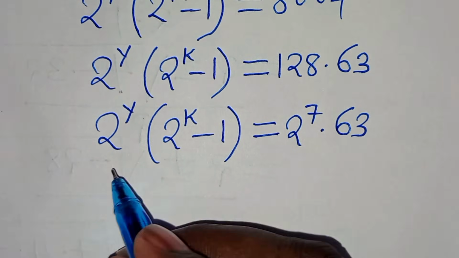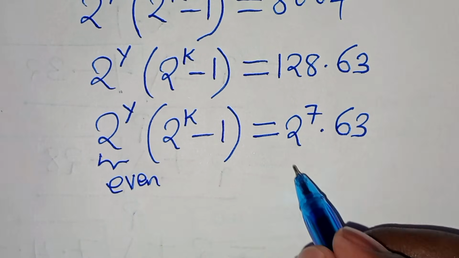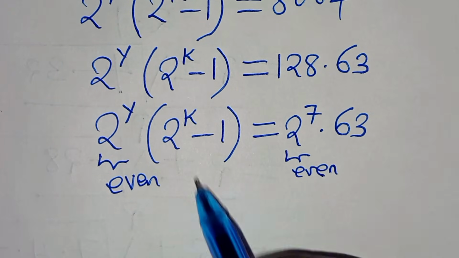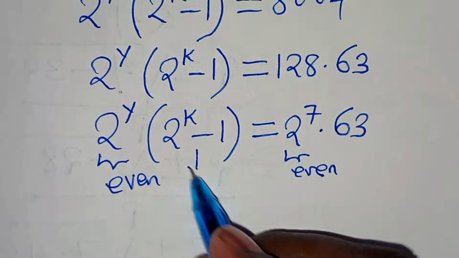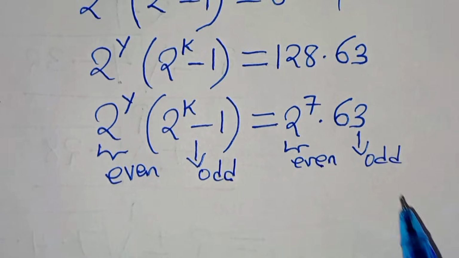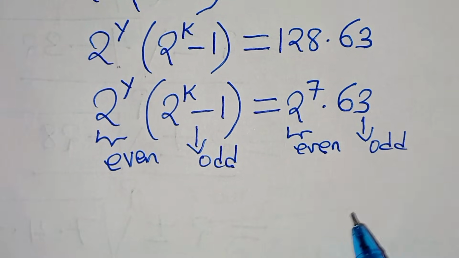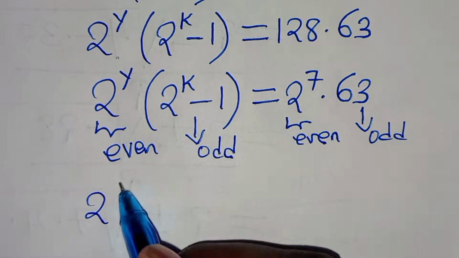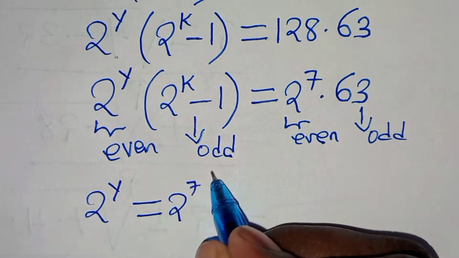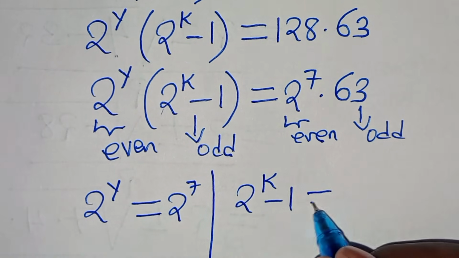Now, we have that 2 to the power of y is even, 2 to the power of 7 is also an even number. Then we have 2 to the power of k minus 1, this is an odd number, and 63 is also odd. So, doing a comparison of the left hand side with the right hand side, this means that 2 to the power of y is equal to 2 to the power of 7 on one side, and 2 to the power of k minus 1 is equal to 63.